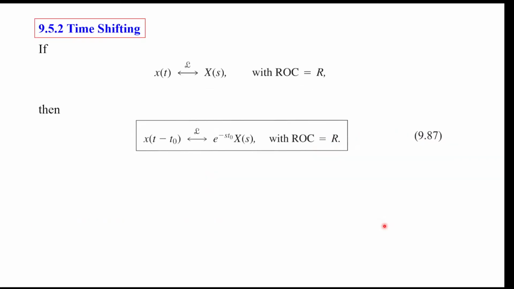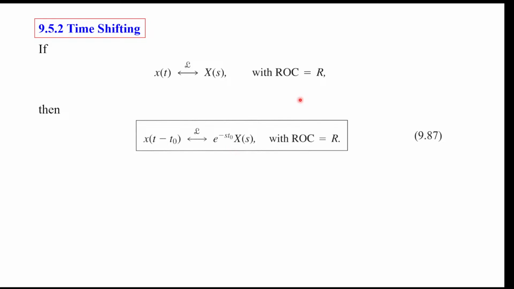For these properties, we almost skip all the derivation. So here we see the time shifting property. It's very similar to the Fourier transform case. You shift time by a time t0, then you get this complex exponential term in front in the S domain. So t goes to t minus t0, then you get this extra e to the minus s t0 term in front of your big X of s.